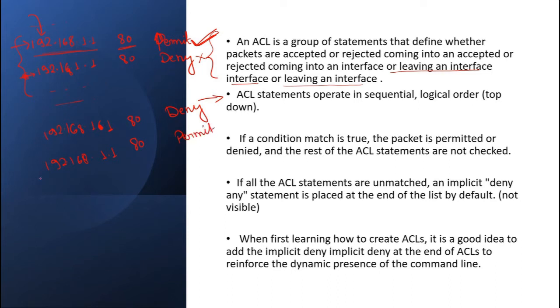So if this is your access control list, what it is going to do is check from top to bottom. It first checks this line and finds a match, that is source IP address and destination IP address, and it says deny. So it will just drop the traffic, it will not forward it, even though the next line allowed or permitted it. It will not check the next line. That's what it is saying, that ACL statements operate in sequential logical order, top to down.